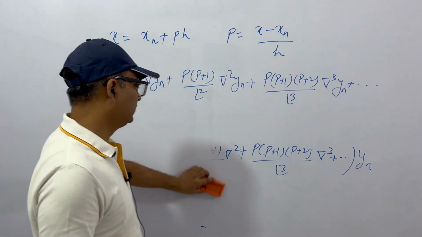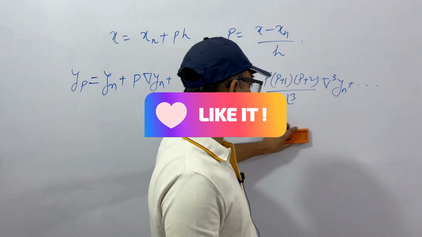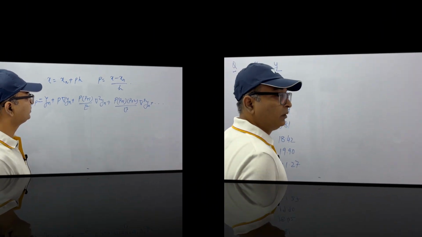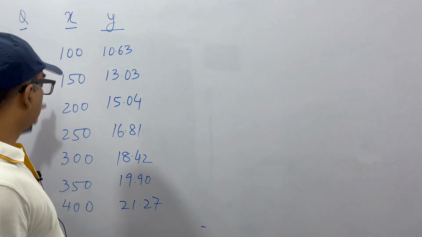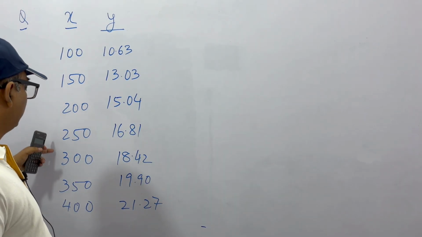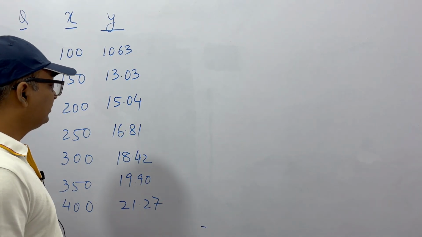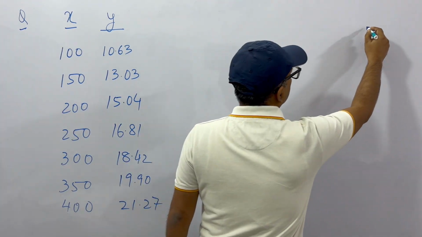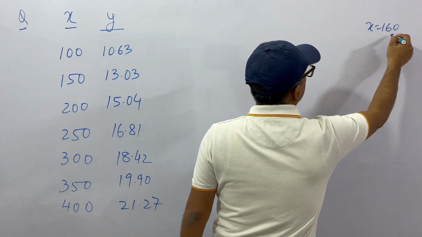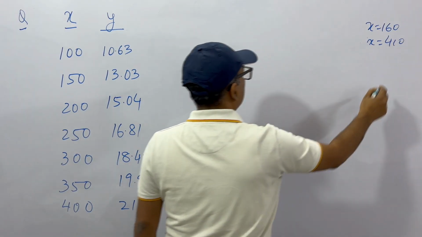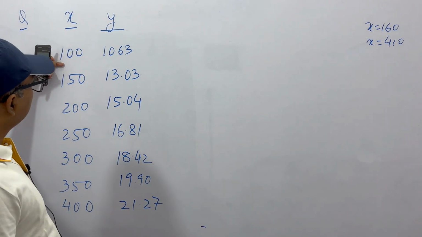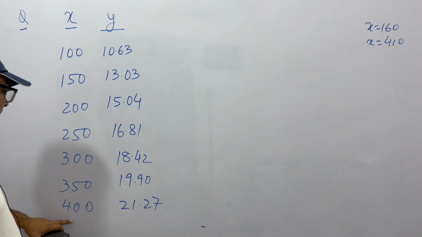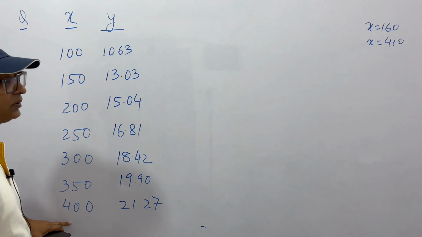So this is called Newton's backward interpolation formula. Keep this in mind. We'll see an example to understand this. We have this table: for different values of x, we have values of y. We have to find the values of y at x equal to 160 and x equal to 410. As you can see, 160 is here, so we'll use Newton's forward interpolation formula, and 410 is here, so we'll use Newton's backward interpolation formula.